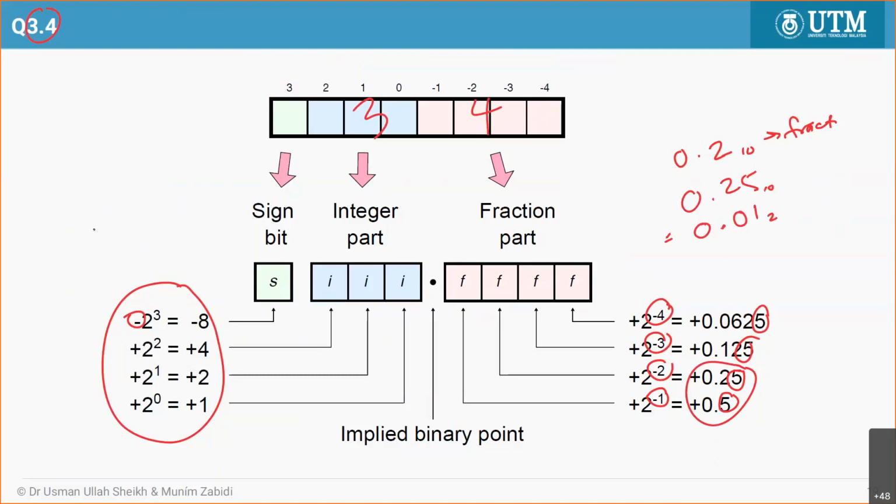So the way we do this is this bit has a weight of half, this bit has a weight of quarter. So it becomes 0.01.